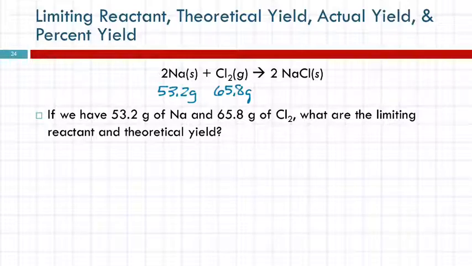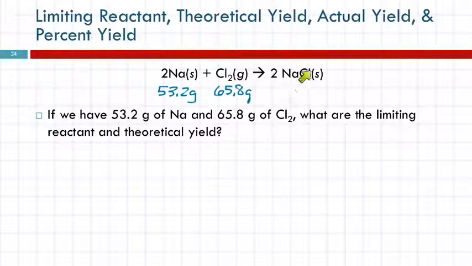The fact that I'm given two amounts there of different substances, the two different reactants, tells me this is going to be a limiting reactant problem. Two amounts given, that means I'm going to do two calculations. The question, what are the limiting reactant, we'll save that one for later, and theoretical yield? Well, theoretical yield of what?